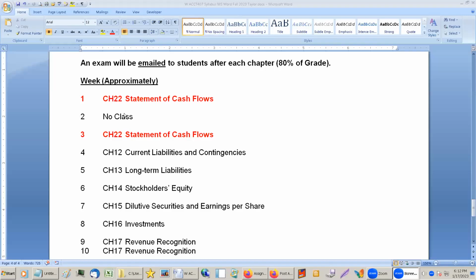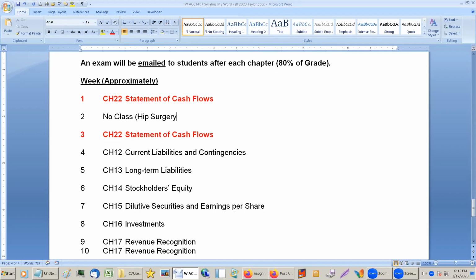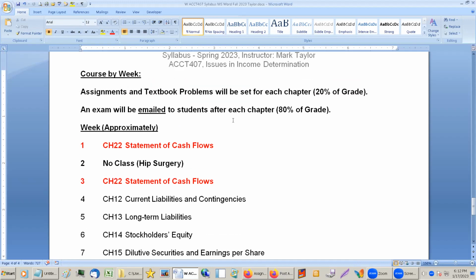So anyway, we'll have next week off. After that, it should be fine. So no class next week, and that's why that's in the syllabus like that. Yeah. So I'm having hip surgery. Now, after my hip surgery, my dance moves should really improve. So look forward to that. But anyway, next class I will not be here.